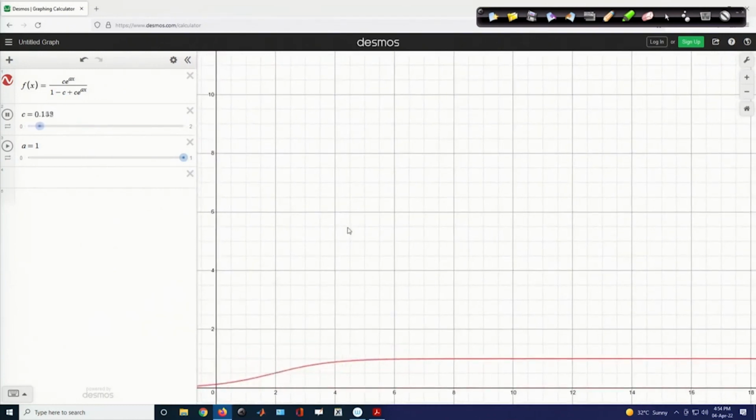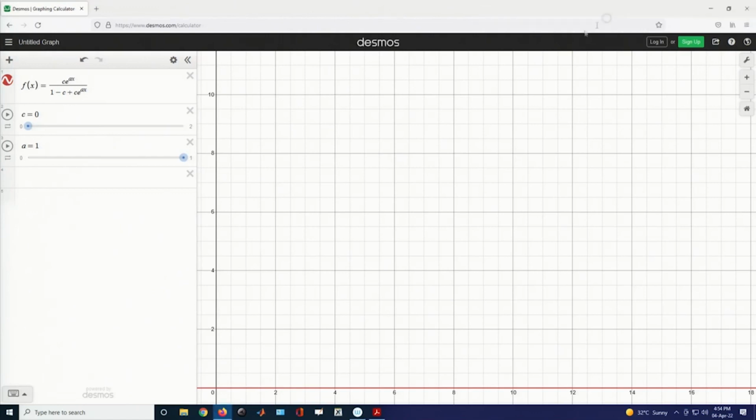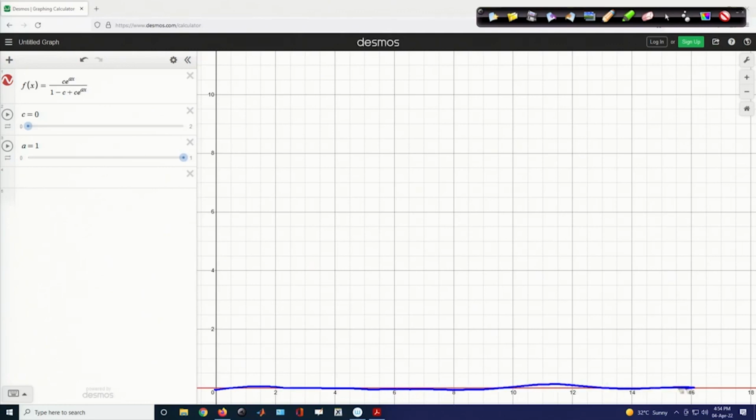You see here. We also saw that if the initial condition is 0, you are at 0. We saw this previously. You are at 0.